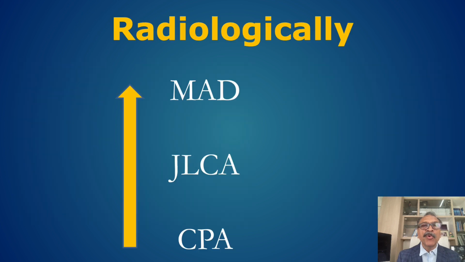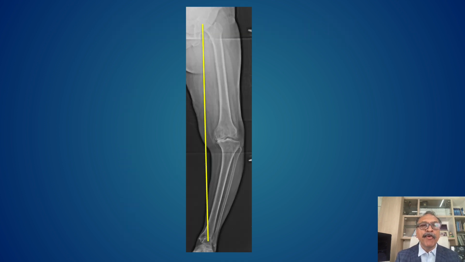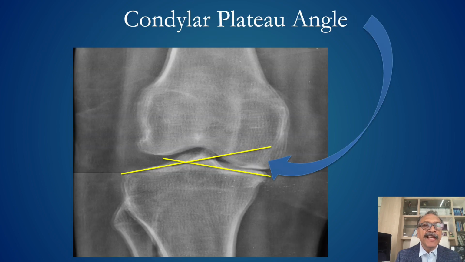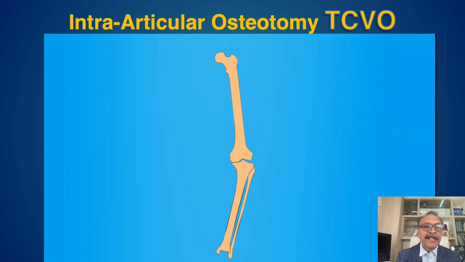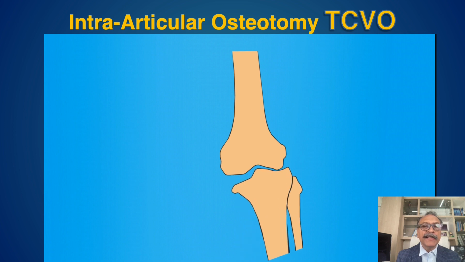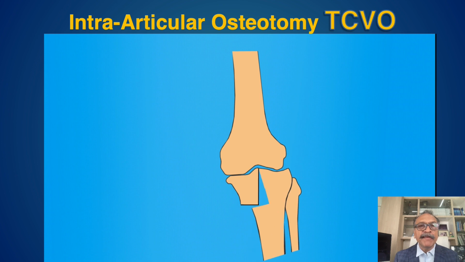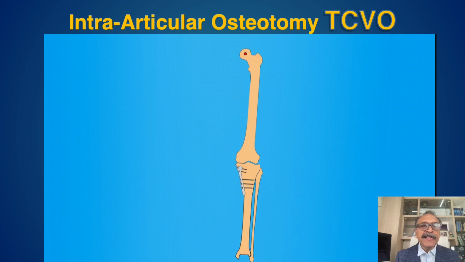Plus, we also spoke that radiologically, with an increased mechanical axis deviation, an increased JLCA and CPA points to this deformity. A large MAD, a large JLCA, and a large CPA. So an intra-articular osteotomy, this is the principle. This is a teeter-totter effect in the joint. We perform an L-shaped osteotomy, which elevates the medial condyle and it reduces the teeter-totter.